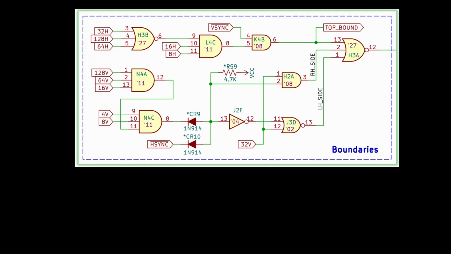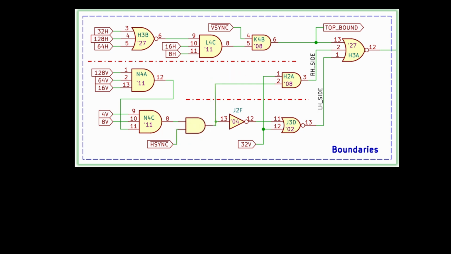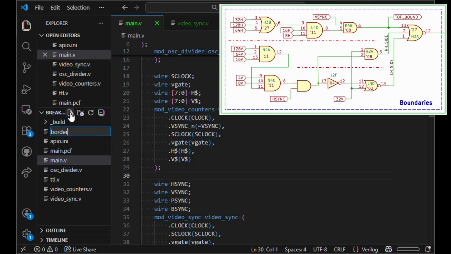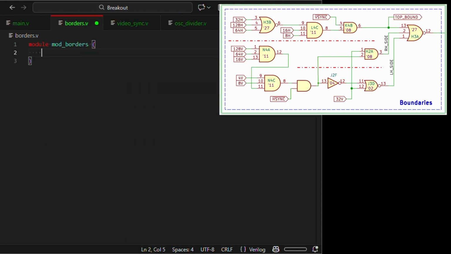The borders section has a bunch of gates we can replace with reduced logic. Instead of collapsing the entire borders section into a single logical statement, I think it best to still break this up into a few pieces for clarity. We'll also swap those H-sync suppressing diodes out for a regular AND gate. I'll start a new file and add the module framework.